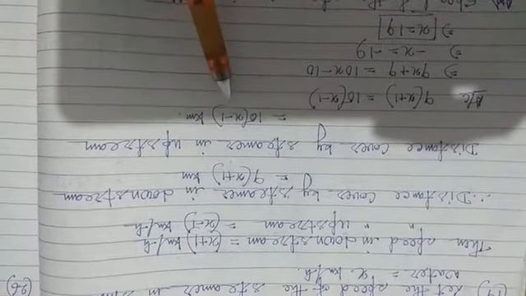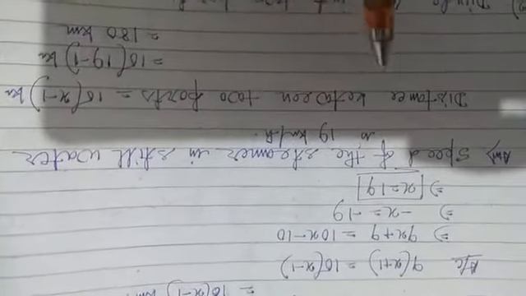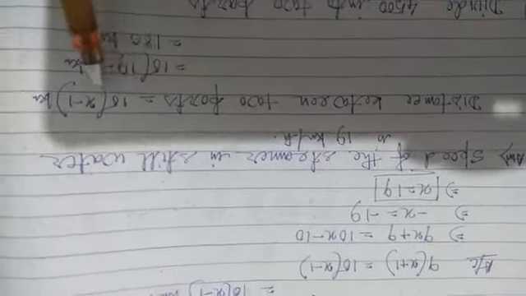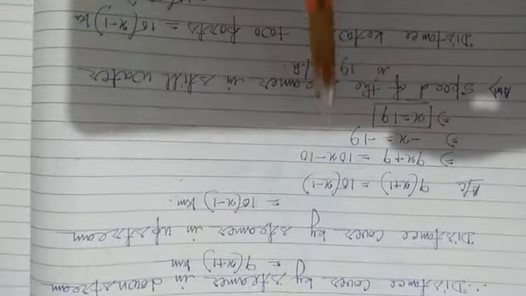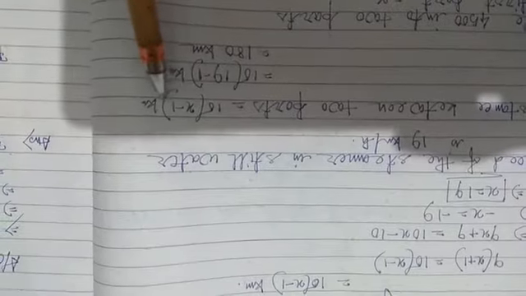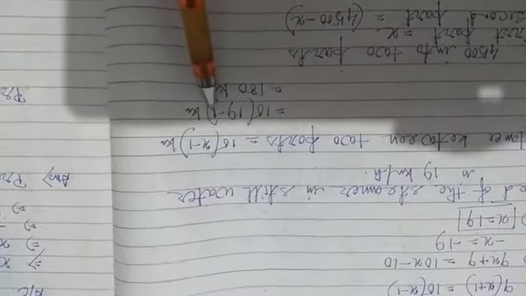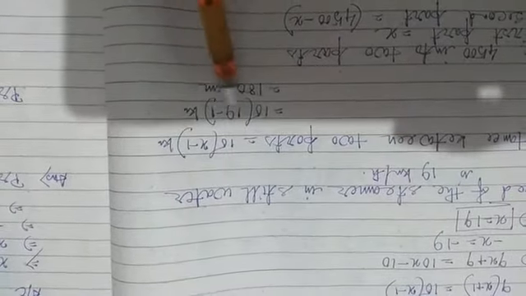So after solving, x equals 19. So the speed of the steamer in still water equals 19 km per hour. And for the distance between the two ports, put this value of x in either this expression or this expression. So 10 into x minus 1, this is the distance in kilometers. So 10 into 19 minus 1, 19 minus 1 is 18, 18 into 10 is 180 kilometer. So the distance between the two ports is 180 kilometer.